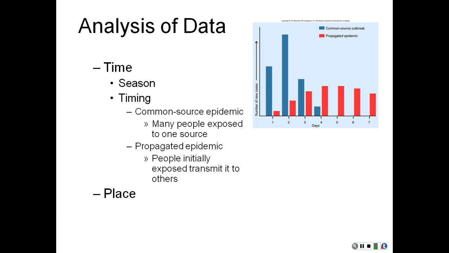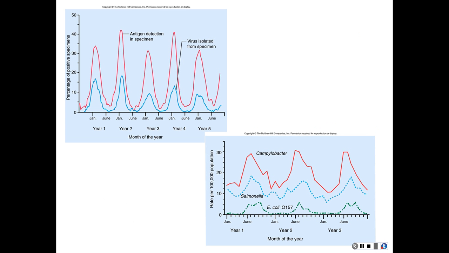And then place, location. Is there a particular place where this disease is associated, like around the Broad Street pump, right? A particular water or food source, okay? So some more examples of information collected. So here's a timing graph, right? Month of the year. So we're seeing, if we have specimens, when do we find the virus or when do we see the antigens? Right, and here's a pattern. Again, this looks like a winter disease, right?